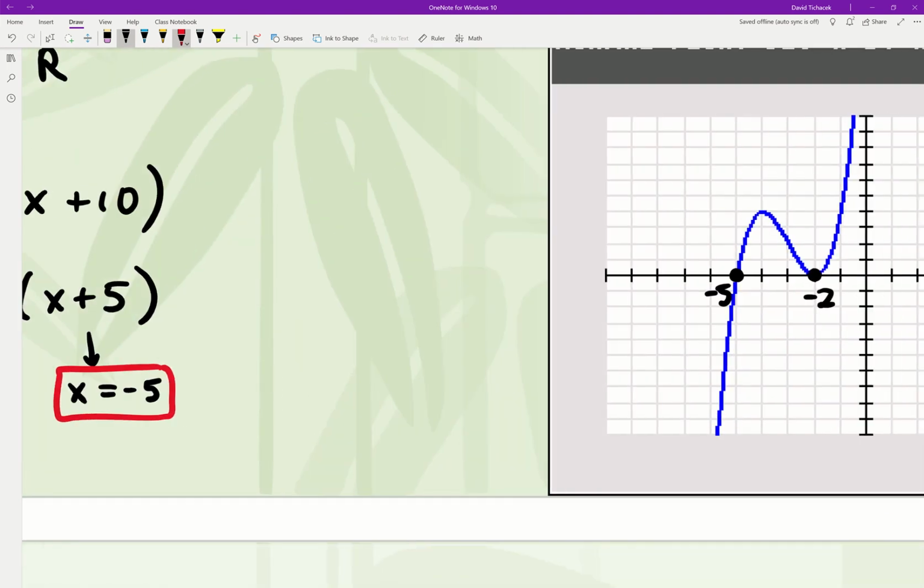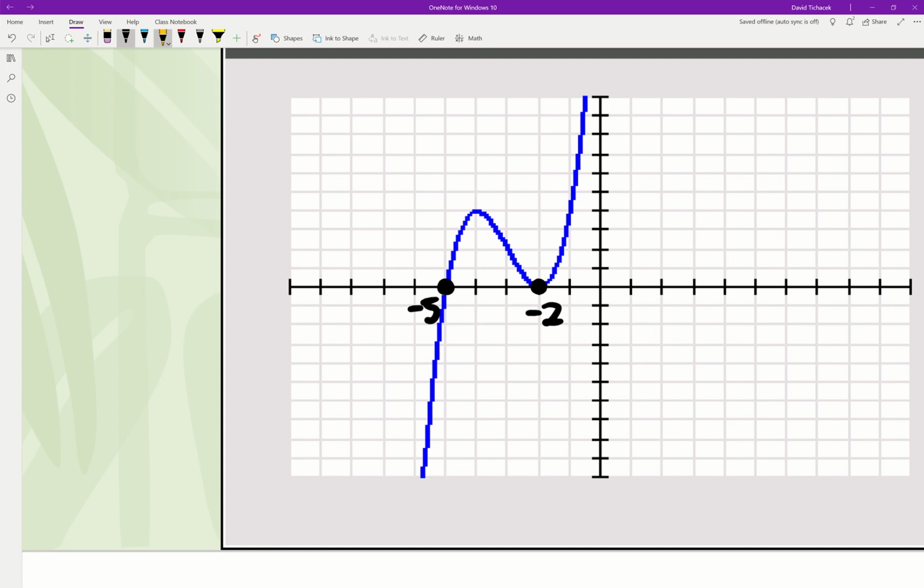And I want you to take a look at the graph and see what happens there. Because we had a repeated 0 of -2, we see here that the graph is going to touch the x-axis at -2, but in a little bit of a quadratic way, right? It kind of looks like we have a little mini parabola sitting there.